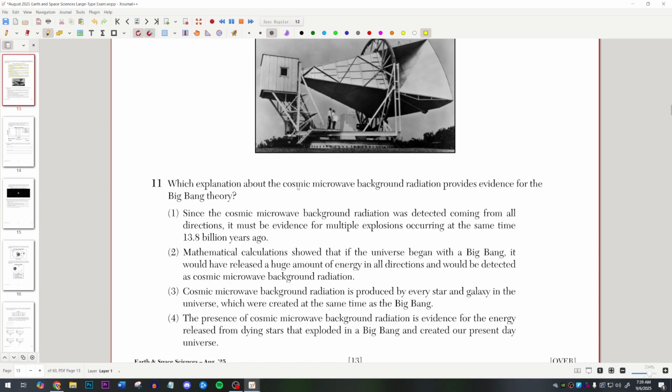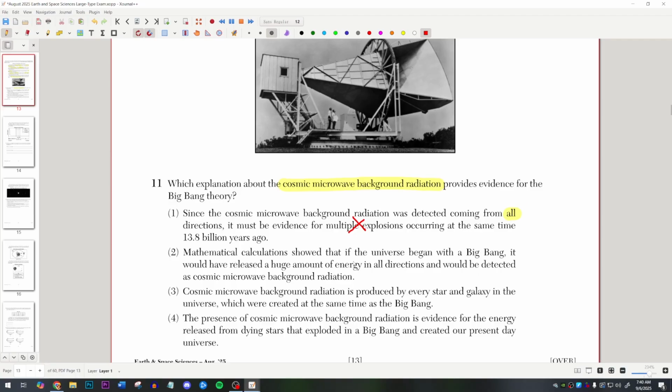Okay, so this is directly asking about cosmic microwave background radiation. I'm sure we're going to need some background knowledge, but we'll see. Since the cosmic microwave background radiation was detected coming from all directions, it must be evidence for multiple explosions? No. But all directions is correct.